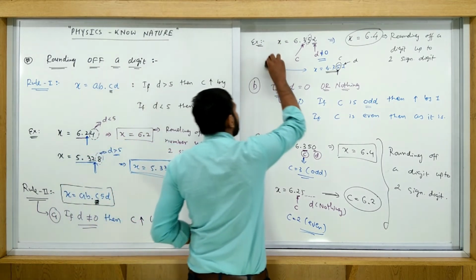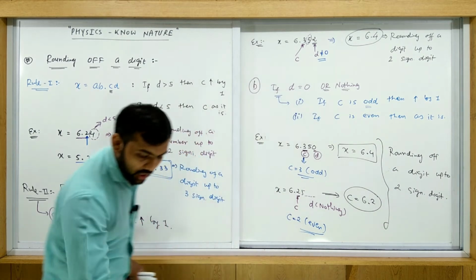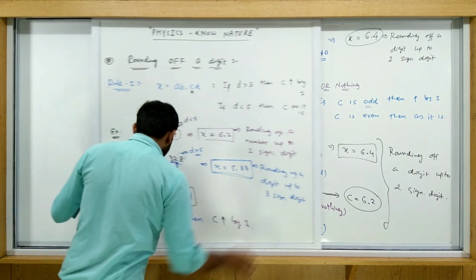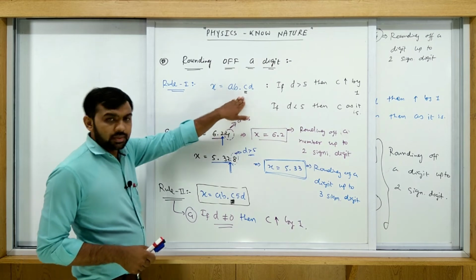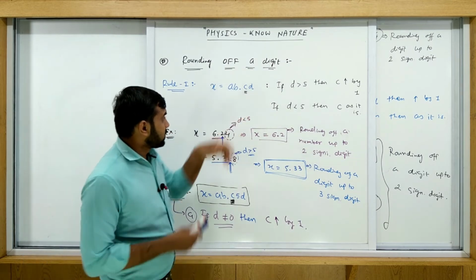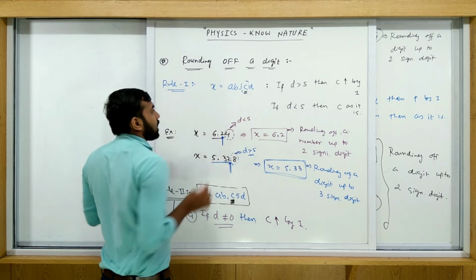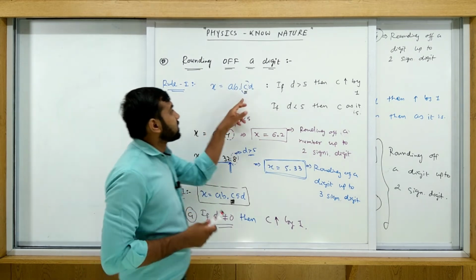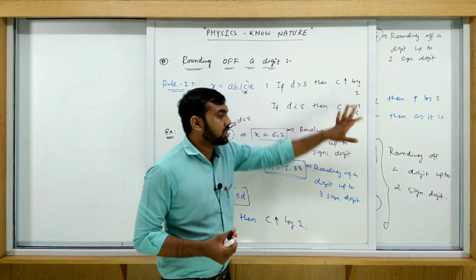Okay, again we revise all these rules. If anyone has any doubt, then you just revise it. Okay, let's see what is the first rule. First rule is this one: x is equal to ab dot cd. If here c is rounding off, we want c as a rounding off, then if d is greater than 5, c is increased by 1, d less than 5, c is as it is.